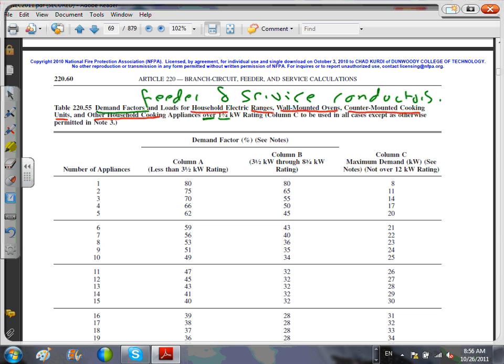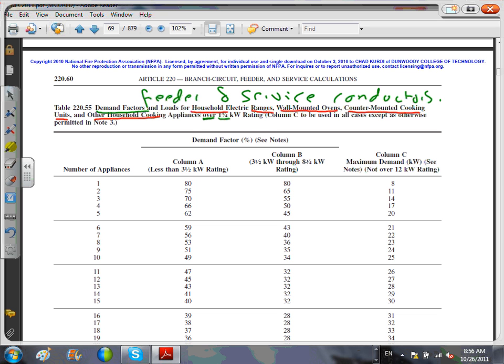What's a branch circuit? A branch circuit, can I size this one branch circuit right here? If I want to size a range up to there, can I use this table? Technically, no. You're going to see there's an exception in a second for ranges. So everybody knows it's feeder and service, not branch circuits, unless it tells you otherwise. Okay, so these are the parameters.